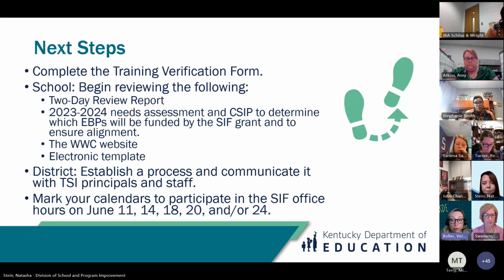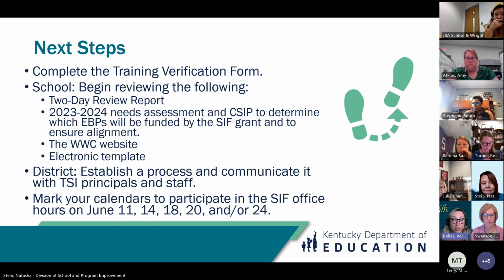For the district level, we're asking you all to establish a process and communicate it with the TSI principals and staff. You know, who's going to be that liaison, who's going to be the person that they can really lean into with the connection of getting everything in GMAP.